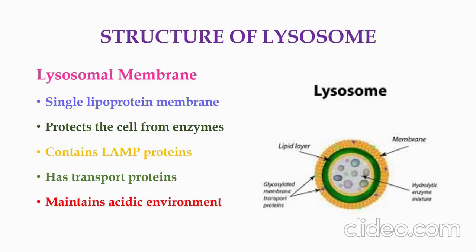Now we'll see about the structure of lysosomes. Lysosomes are surrounded by a single lipoprotein membrane. This membrane is very important because it separates the powerful digestive enzymes inside the lysosome from the rest of the cell, thereby preventing damage. The membrane contains special proteins such as lysosome associated membrane proteins, which are heavily glycosylated and protect the membrane from being broken down by its own enzymes.